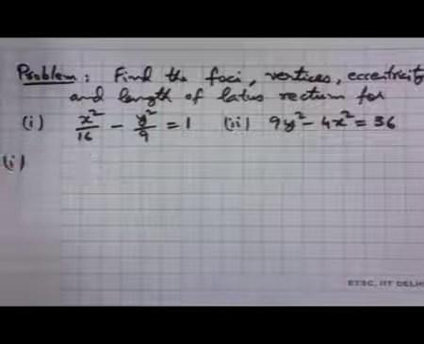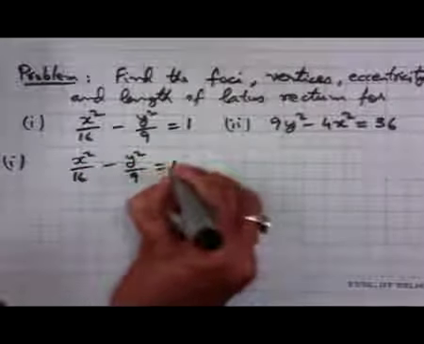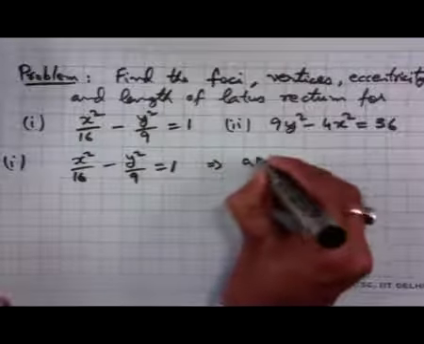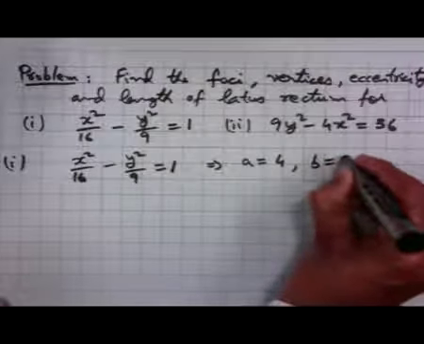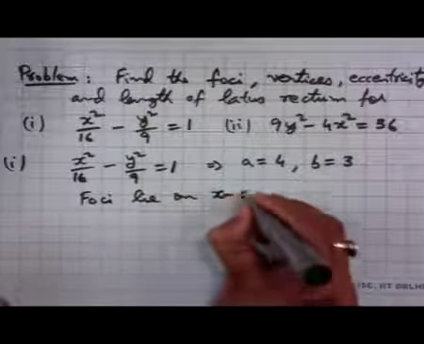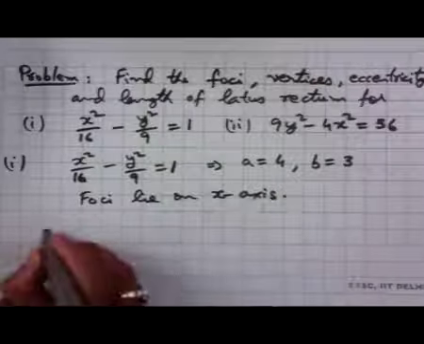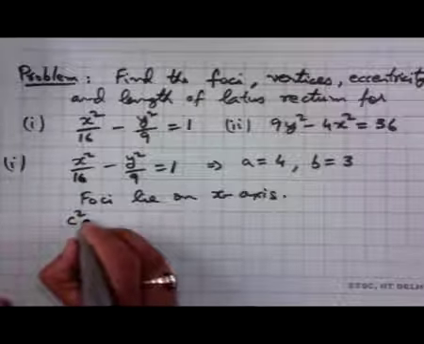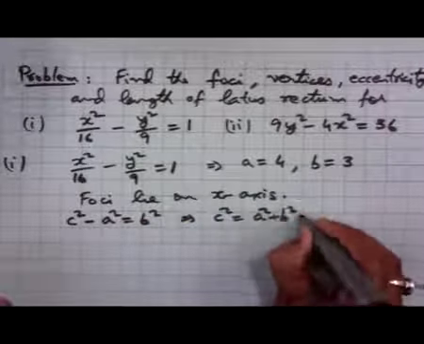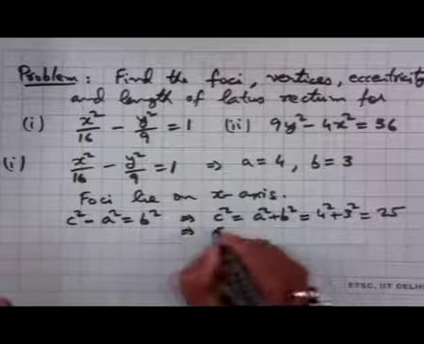So, the first problem, we have x square by 16 minus y square by 9 equal to 1. This is of the form x square by a square minus y square by b square equal to 1. So, a is equal to 4, b is 3, and foci lie on the x axis. So, foci have coordinates plus minus c, 0. What is c in this case? c square minus a square equal to b square. This implies c square is a square plus b square, which is 4 square plus 3 square. This is 25. This implies c is equal to 5.